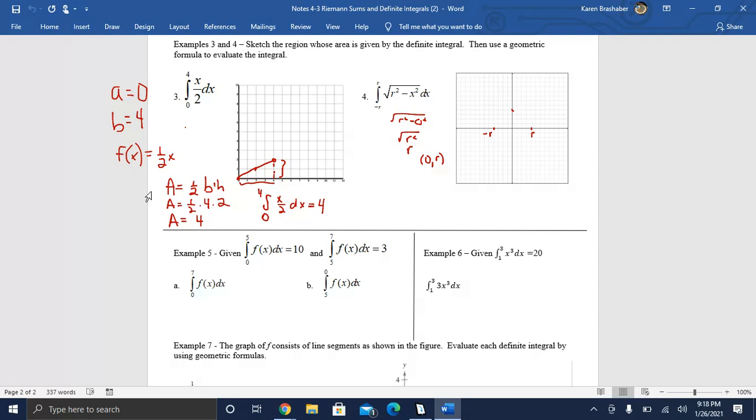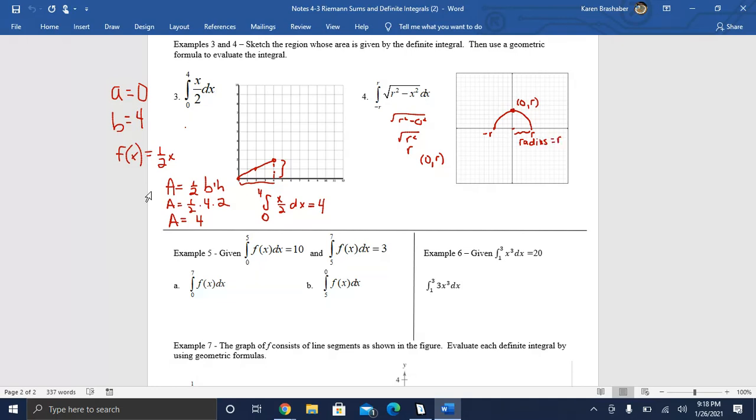Now, this is a square root, so I need to at least have some sense of what shape this is. This would be a semicircle. So I'm going to draw my semicircle, and the radius of that semicircle would be r. So we have a radius of r.